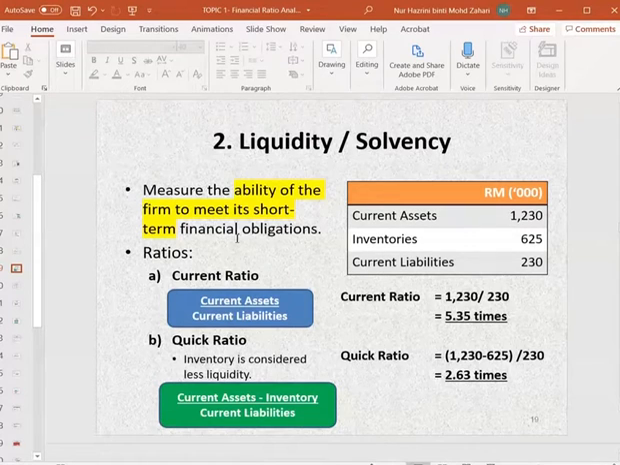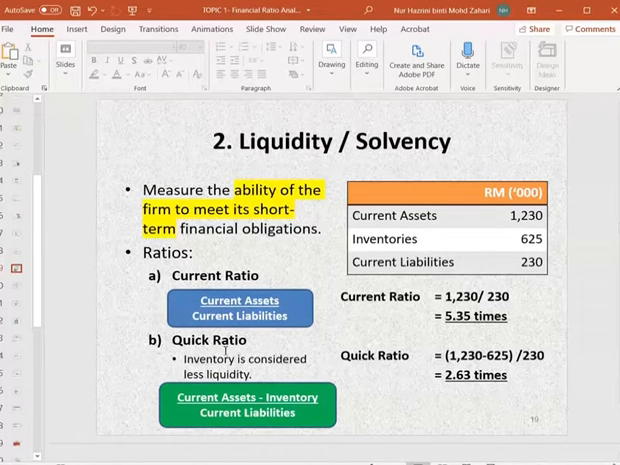So when I talk about short-term liability, straight away imagine your current liability. When you want to calculate this ratio, just focus on the current liability. Okay, so we have the ratios: current ratio and quick ratio. For the current ratio, we will use current asset divided by current liability. So you need your balance sheet to find out this figure.